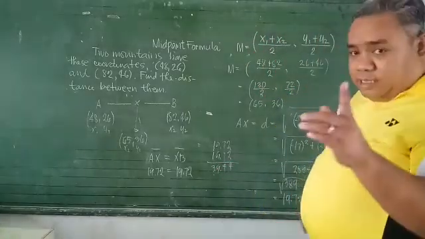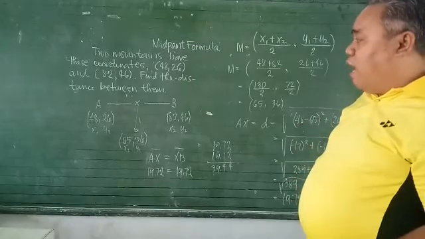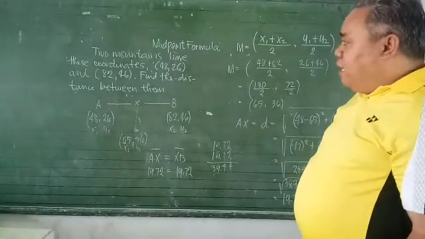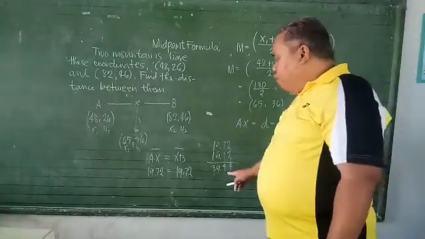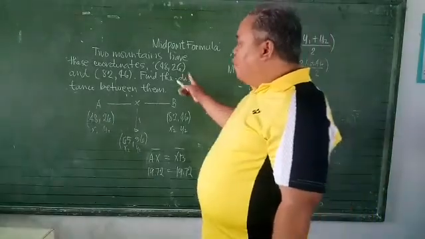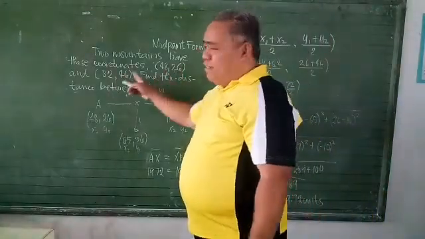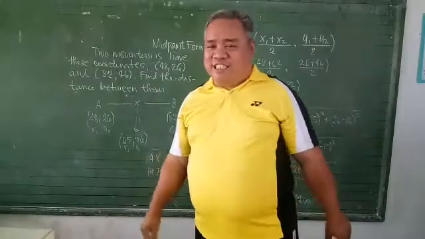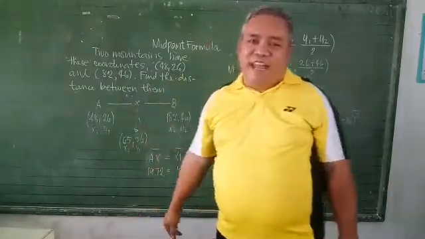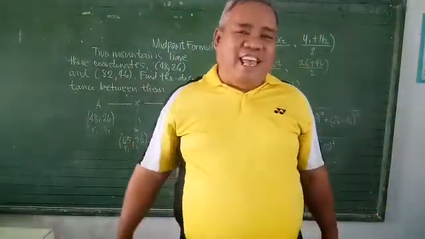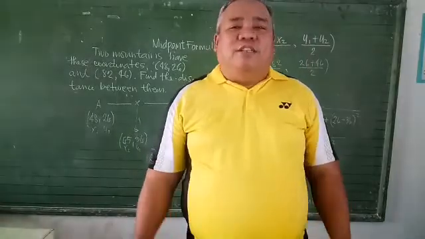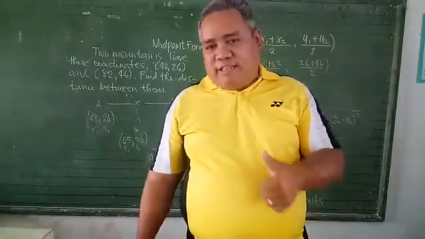Okay. I leave to you how to check if 39.44 will come out if you're going to solve using the distance formula for these two points. Okay, it's a challenge for you. Okay, that's all for today, and do your module now and do your exercise in your module.